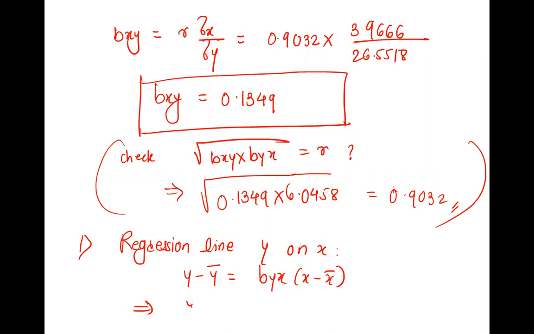So here, what is y bar? 155. The line will have x and y in it. We cannot substitute anything for x and y. All other values that we have, we'll put here. So y bar is 155, correct? Is equal to byx, 6.0458, correct? x minus x bar. x bar is 68.375.